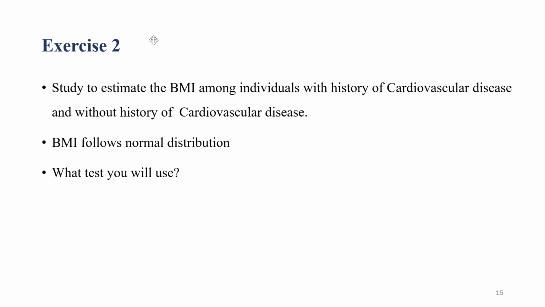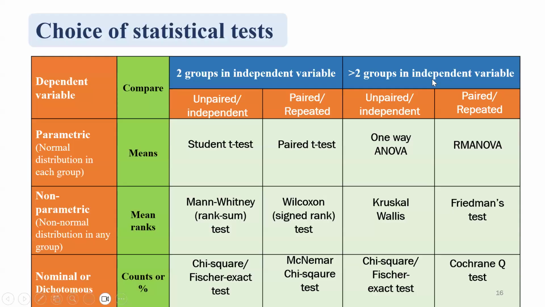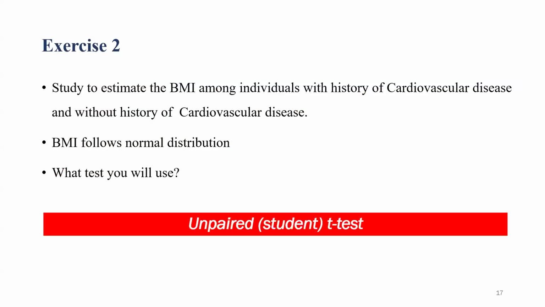Student t-test. Yes, student t-test. Why do you say it is student t-test, ma'am? The outcome variable BMI is a continuous variable. Yes. Next, two groups: history of cardiovascular disease and without history of cardiovascular disease, two groups of people. Yes, that is the independent variable. Exactly. And the BMI is normally distributed. So in this scenario, the test which we can use is the student t-test or unpaired t-test.